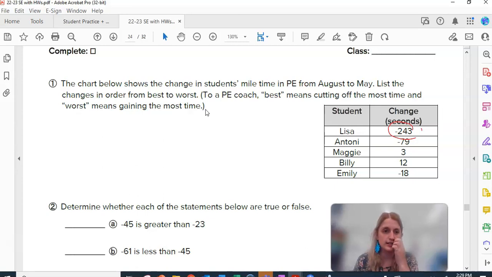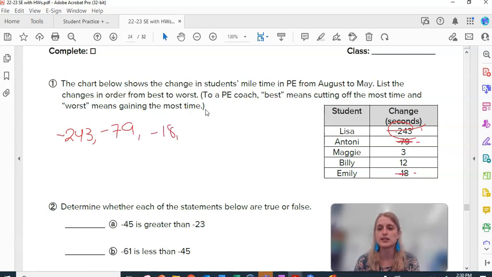Let's see, it says list the changes. So I'm actually going to make a list of numbers, not names. If you make names, that's okay. That is the best change because she has improved the most. Next up, what's the best change: to get faster by 79 seconds or faster by 18 seconds? It's more impressive if you are faster by 79 seconds than improving by 18 seconds.